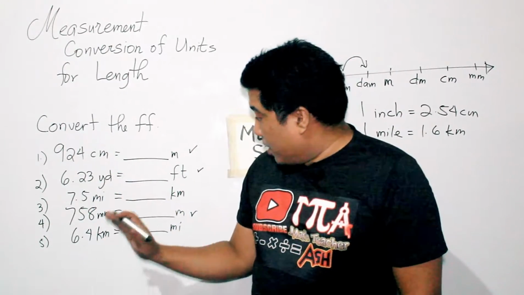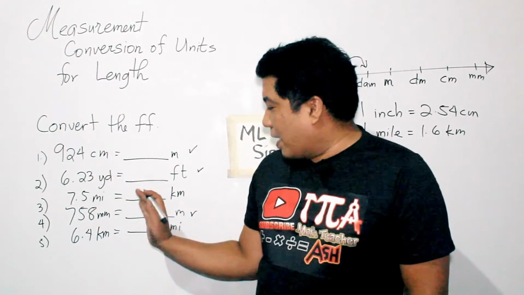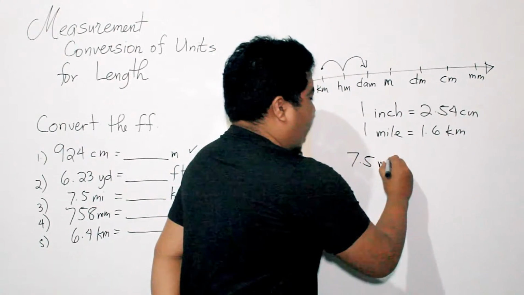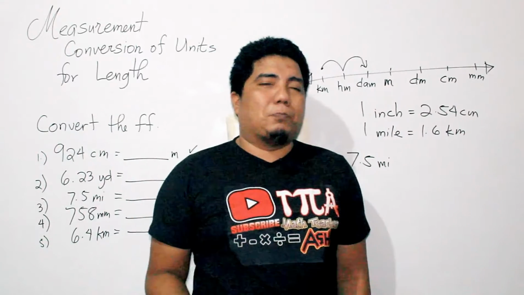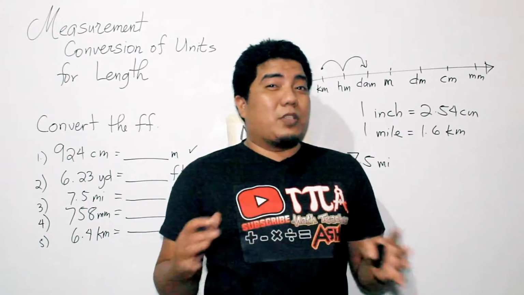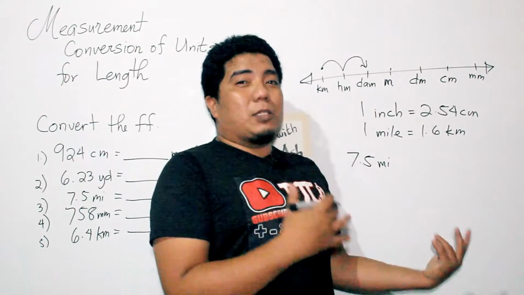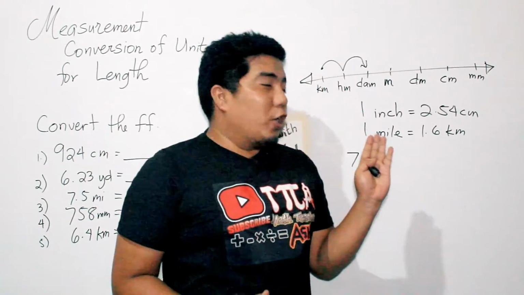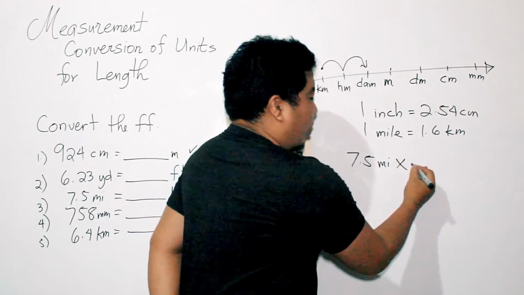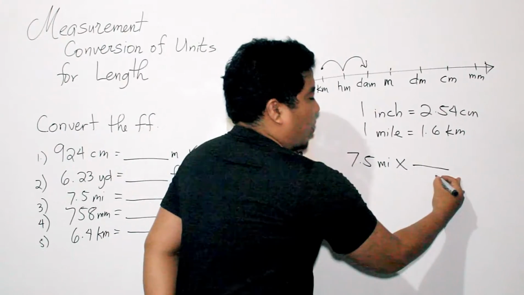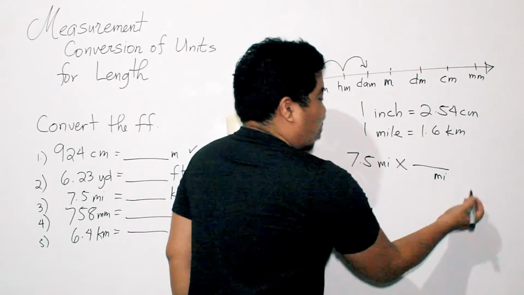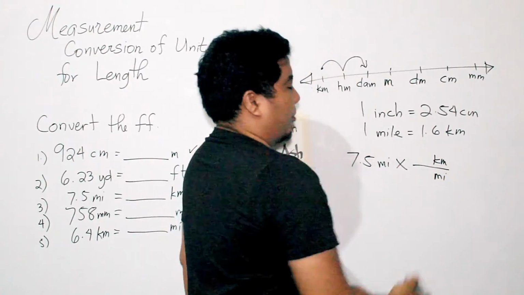We have here 7.5 miles to kilometers. So that is 7.5 miles to kilometers. Now, how do you solve this one? What you have learned from the conversion ratio earlier becomes handy in this part. You will still multiply your 7.5 miles into your conversion ratio. So, you multiply this such that your miles will be below so that they can be cancelled. So, miles to kilometer. Okay, so we have here kilometer.